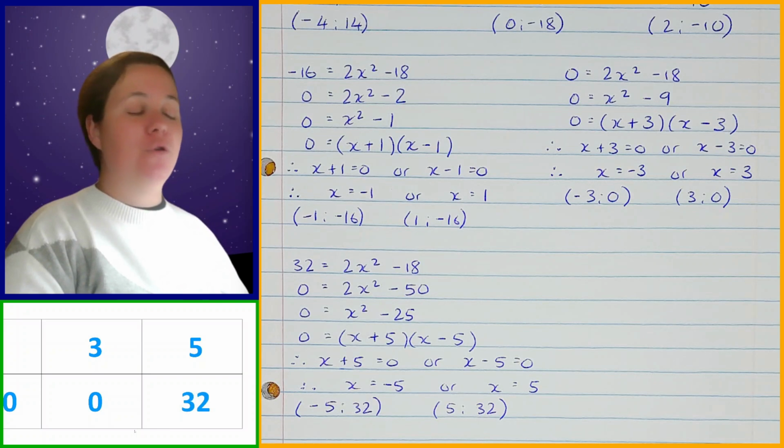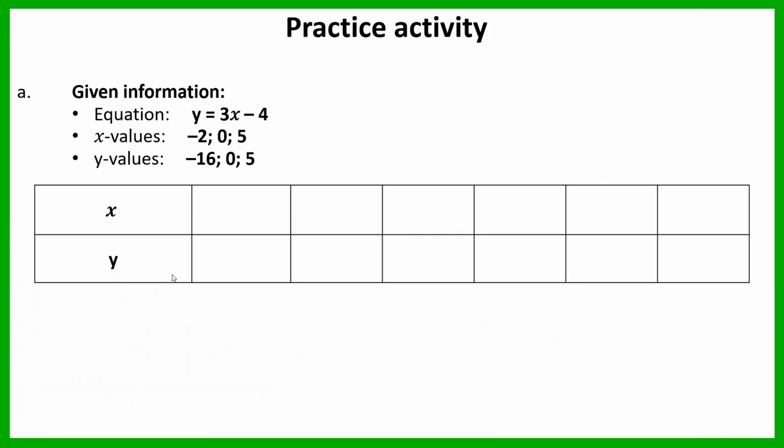Okay, now I'm going to give you a couple that you're going to do for yourself. Here's the first one that you're going to do. Here you've been given the equation 3x minus 4, and the x values are negative 2, 0, and 5, and the y values are negative 16, 0, and 5.